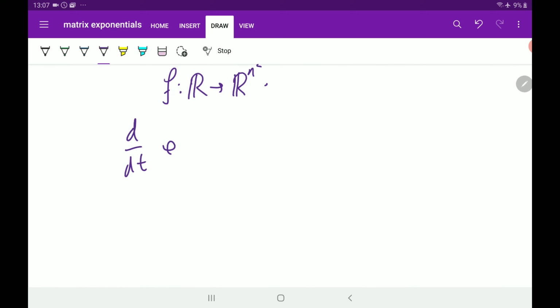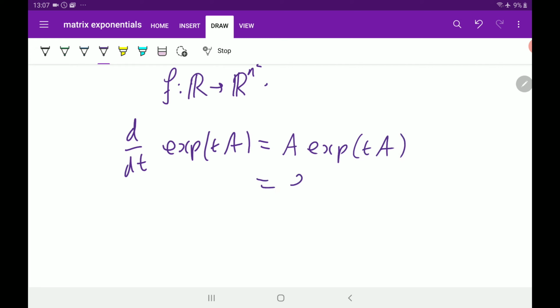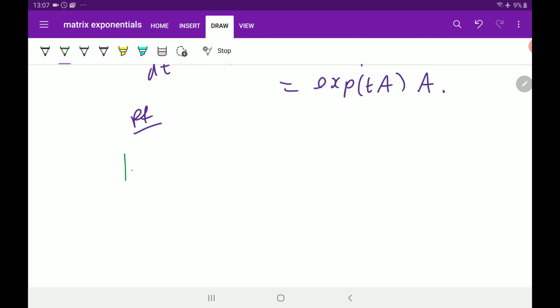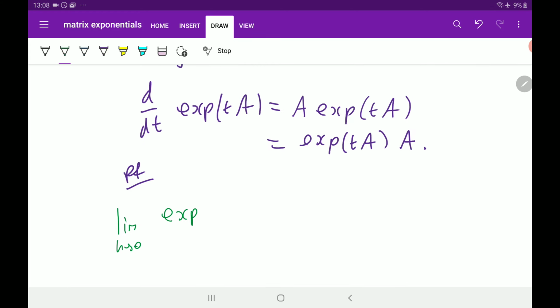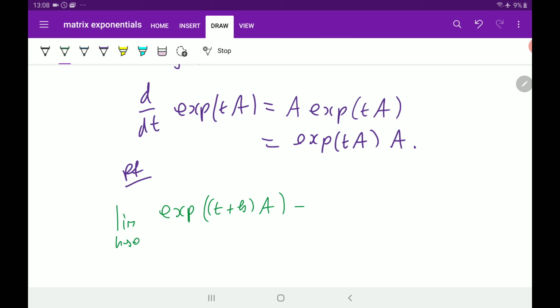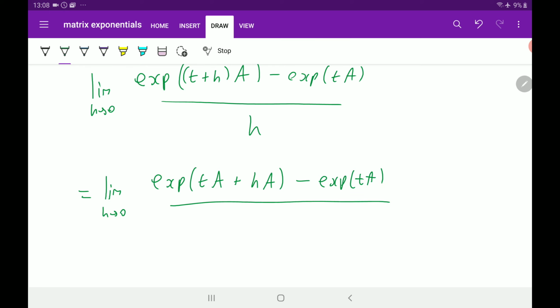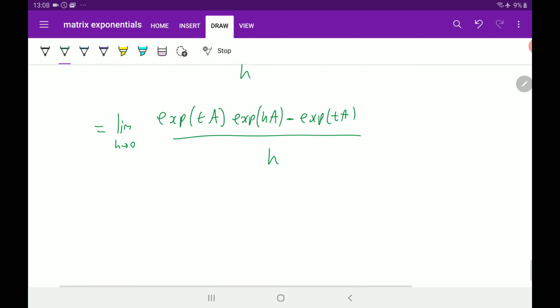So I claim that d by dt of the exponential of tA is nothing but A times the exponential of tA, which is also equal to this. So you can commute this product of two matrices. Okay, what's the proof? Well, we have to look at the definition of the derivative. So if we take the limit as h goes to 0 of exp of (t plus h)A minus exp of tA, and divide by h. Well, this is exp of tA plus hA minus exp tA, and of course these two matrices clearly commute with each other, right? So I can write it like this. We really have to use the characteristic property of the exponential.